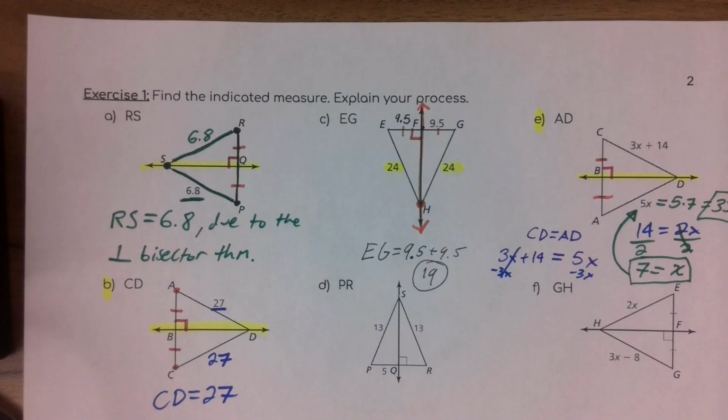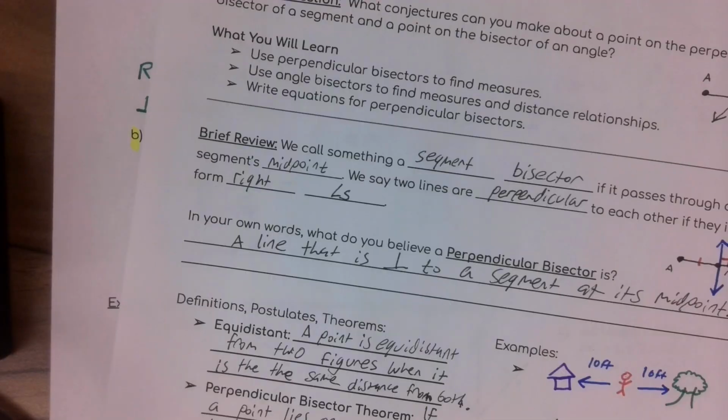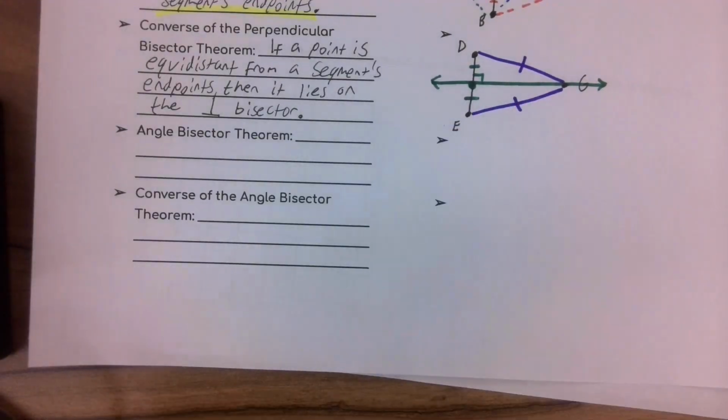Let's move on. There are two more theorems in this section that are going to be used: the angle bisector theorem and the converse of the angle bisector theorem. Like I said, we're cutting a lot of stuff in half today.